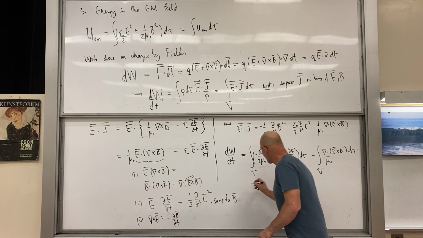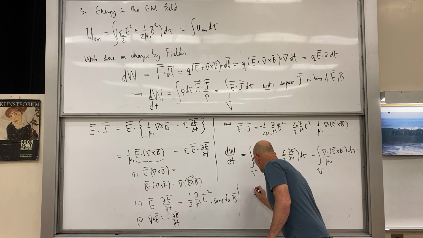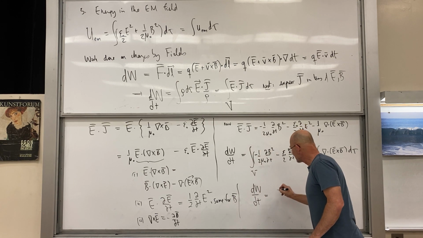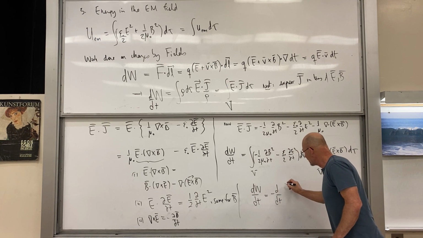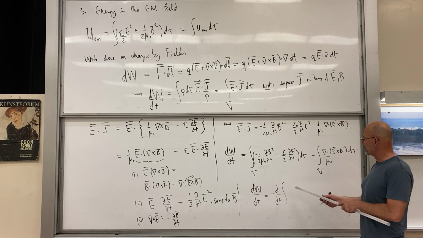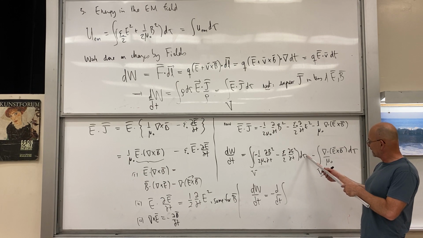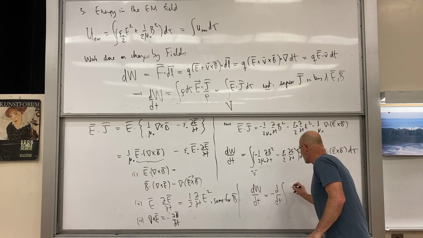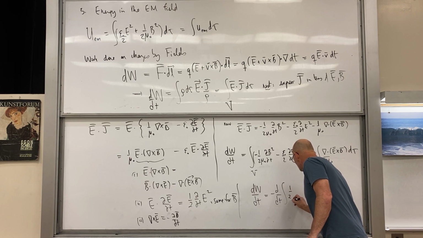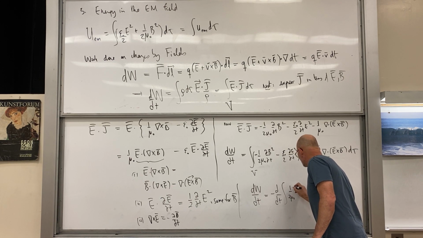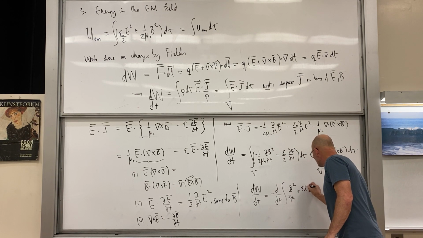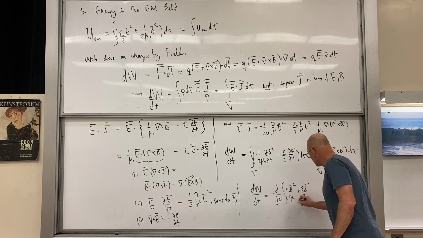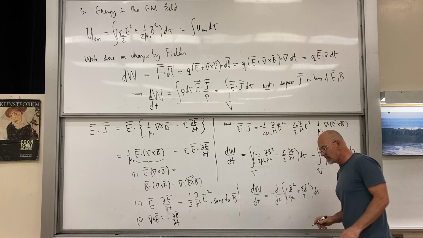Got enough room here, I'll write it a little smaller. Okay, pull out the time derivative and the minus sign. And then what we're left with is just that energy density integrated over volume. So there's the 1 over 2 μ naught B squared plus ε naught E squared over 2 dτ.